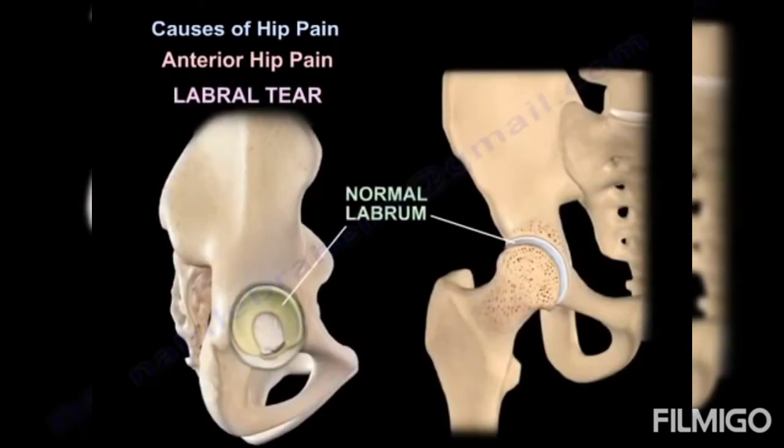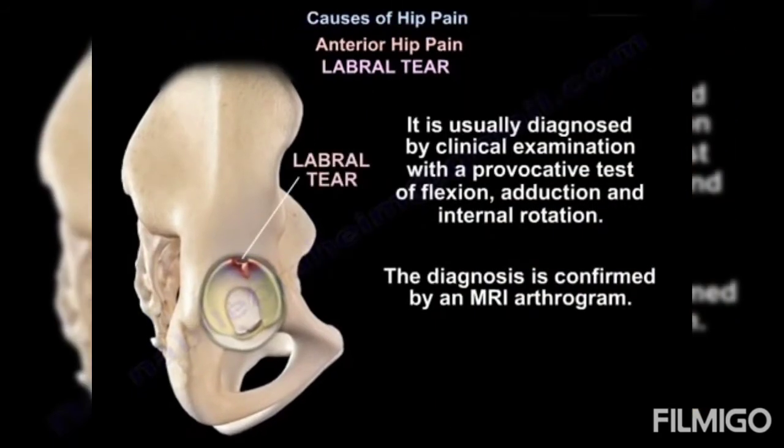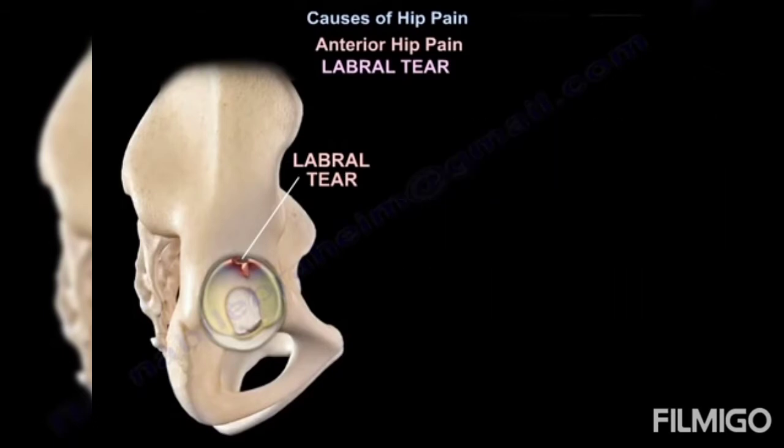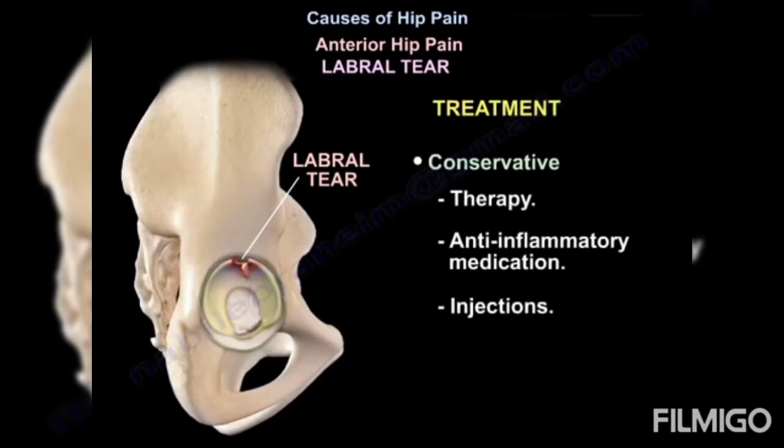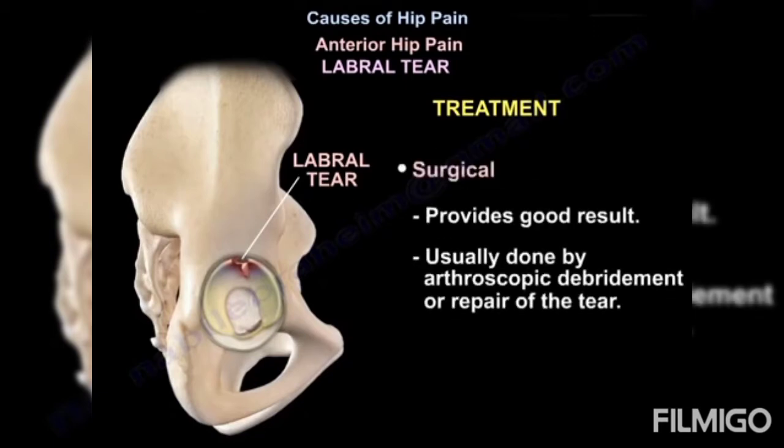Anterior hip pain, labral tear. It is usually diagnosed by a clinical exam with a provocative test of flexion, adduction, and internal rotation, and the diagnosis is confirmed by an MRI arthrogram. The treatment can be conservative, done by therapy, by anti-inflammatory medications, or by injections. Surgical treatment provides good result, usually done by arthroscopic debridement or repair of the tear.